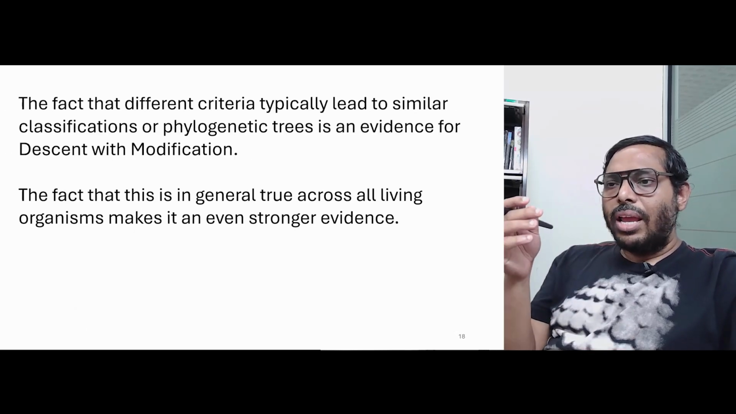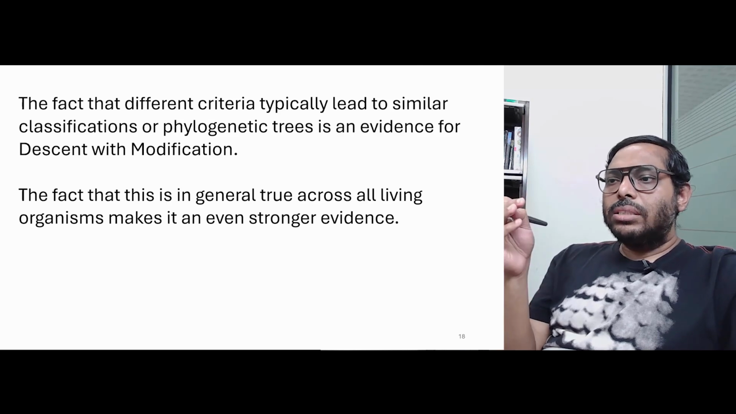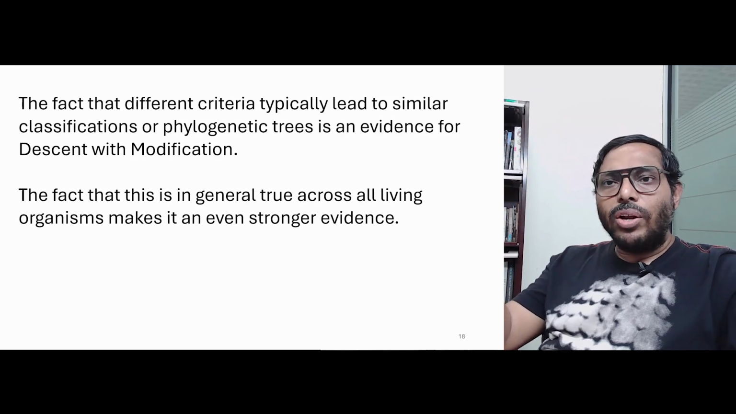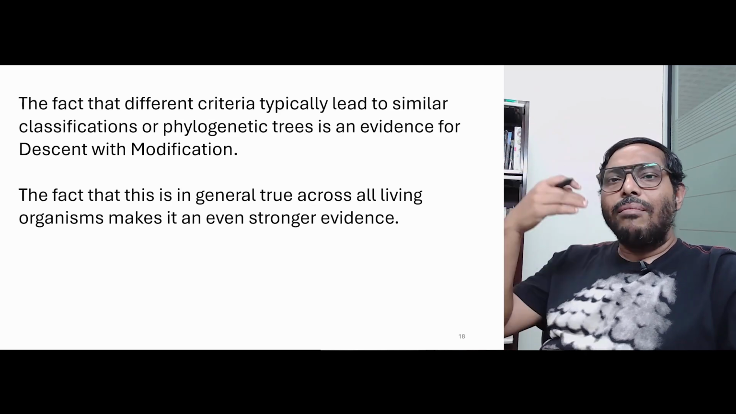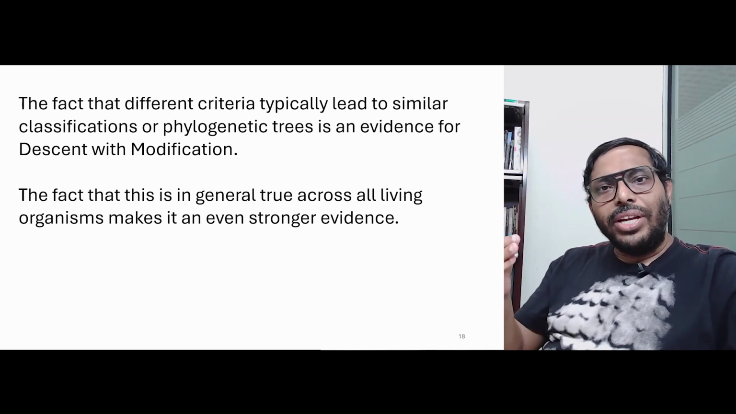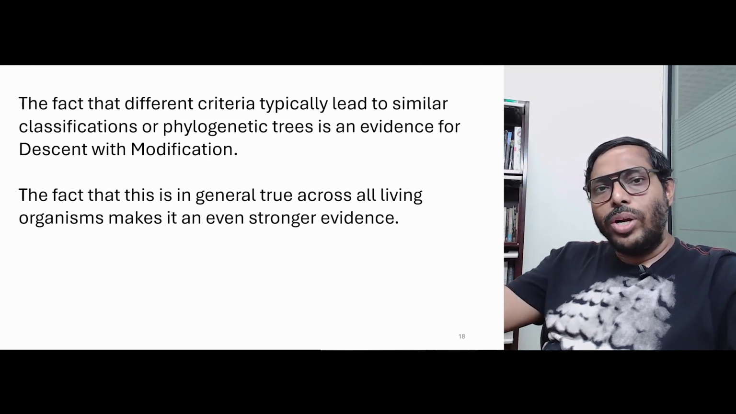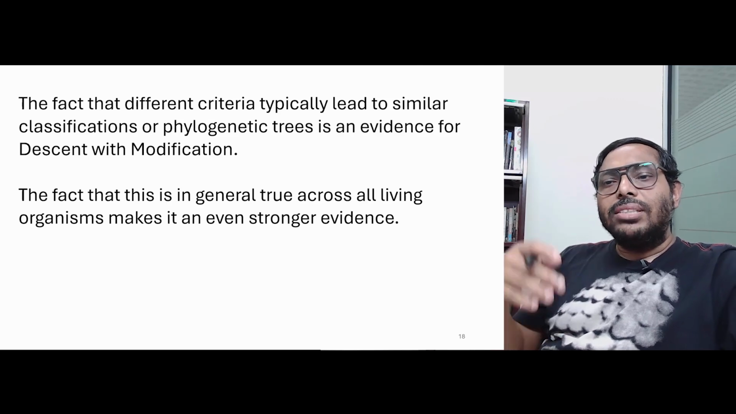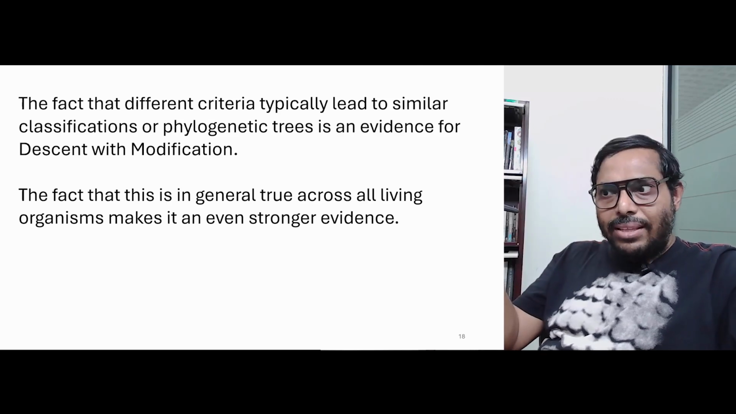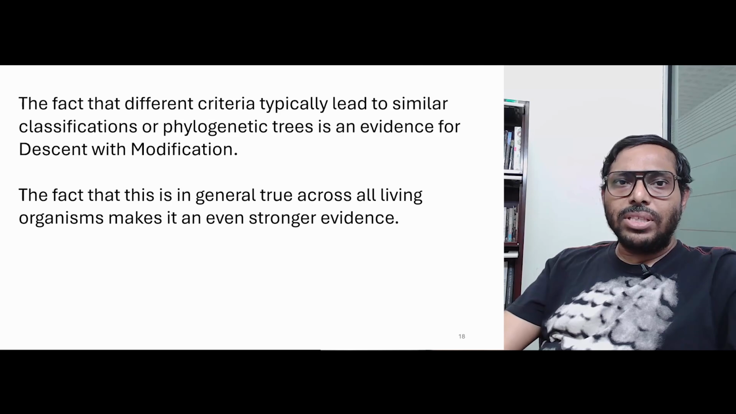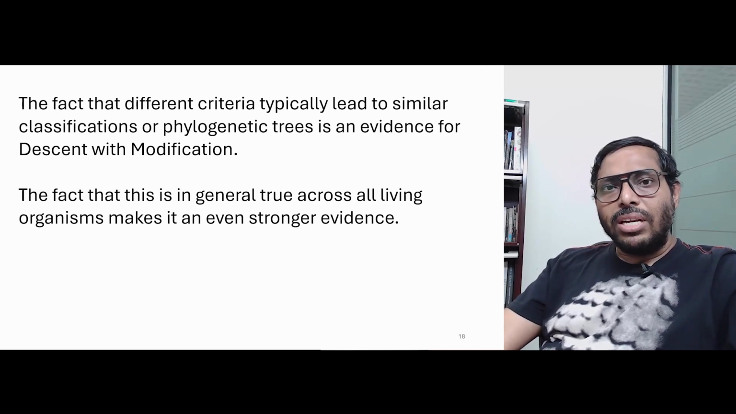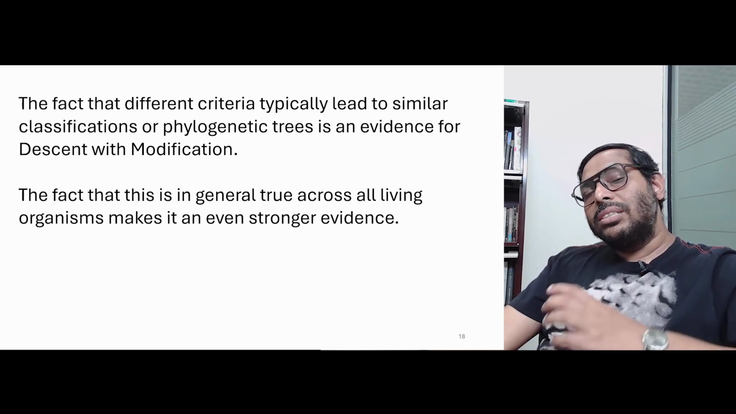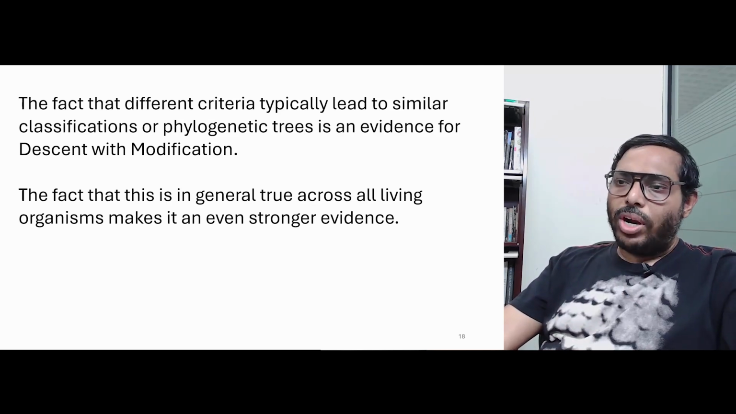And again, remember, this is just for 11 mammals. You do it for many other organisms, you keep on getting back this observation that when you do it with multiple traits or with multiple protein sequences or gene sequences, you get back very similar trees. And this fact that it is generally true across all living organisms is what makes phylogenetic trees such a strong evidence for descent with modification.